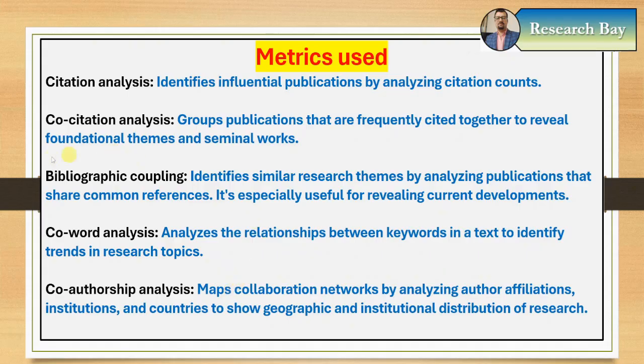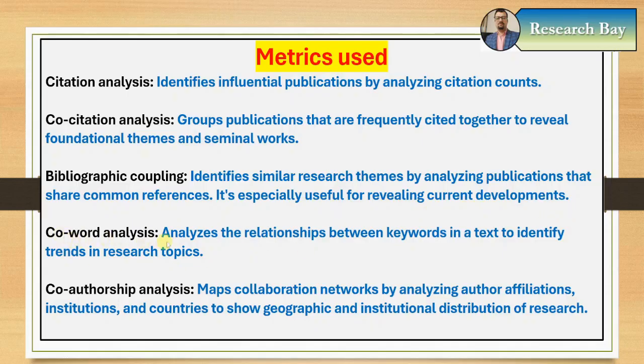Before we go into the Biblioshiny application, let us see what the metrics used over here are. First is citation analysis, which identifies influential publications by analyzing their citation counts. I've already told you about co-citation analysis, which groups publications that are frequently cited together to reveal foundational themes and seminal works. Bibliographic coupling identifies similar research themes by analyzing publications that share common references. It's especially useful for revealing the current developments in the field.